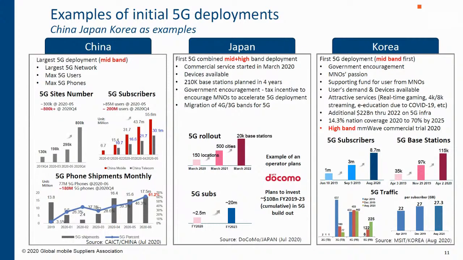Korea started with mid-band, is now looking at commercialization of high-band. 115,000 base stations by April. And look at the data that the consumers are using: 27 gigabytes per month for a 5G subscriber. So that's just examples of 3 countries that are very aggressive in terms of their 5G ambitions. Next slide, please.